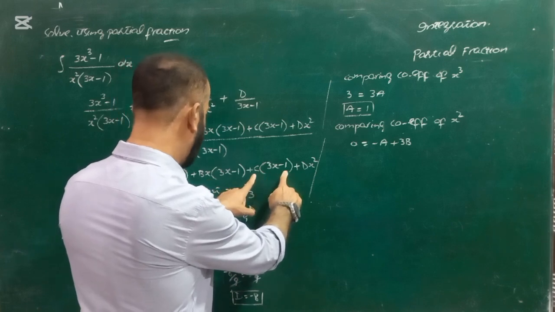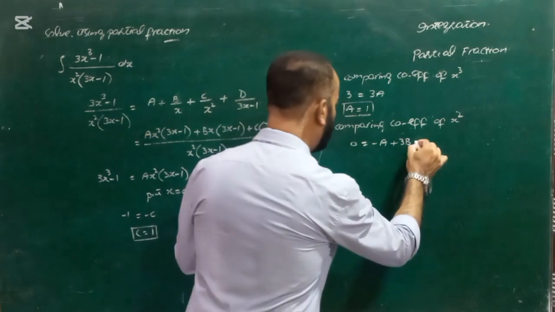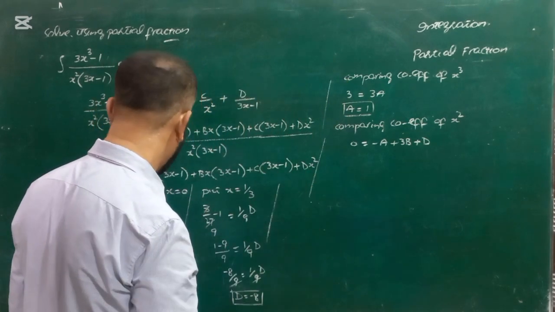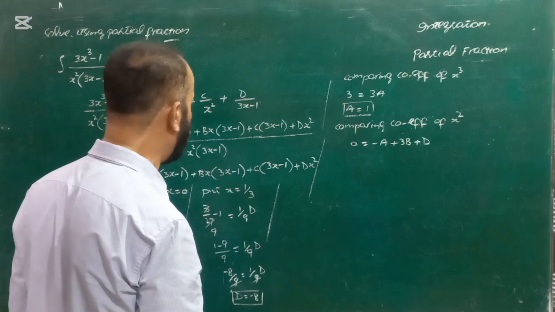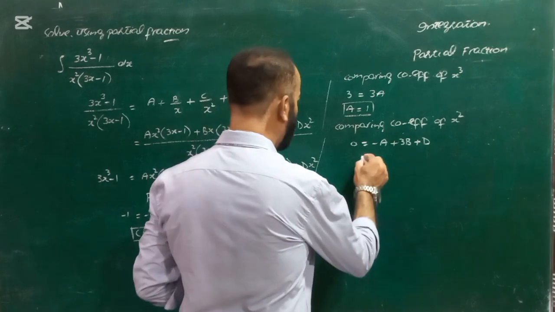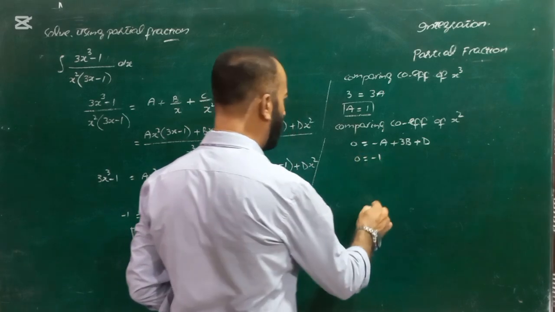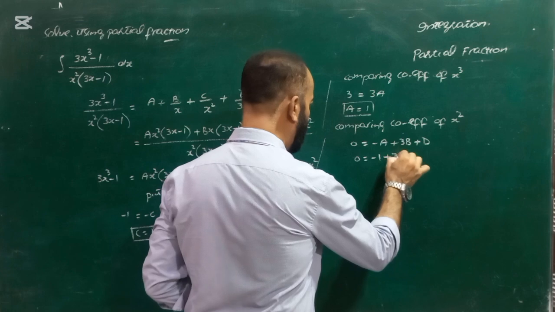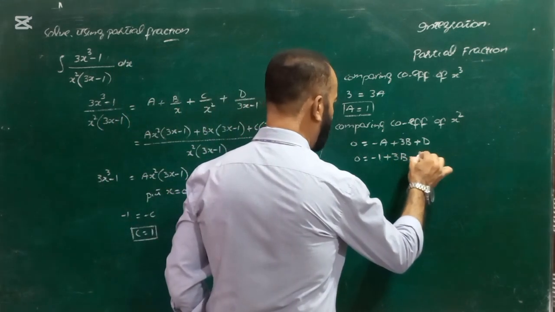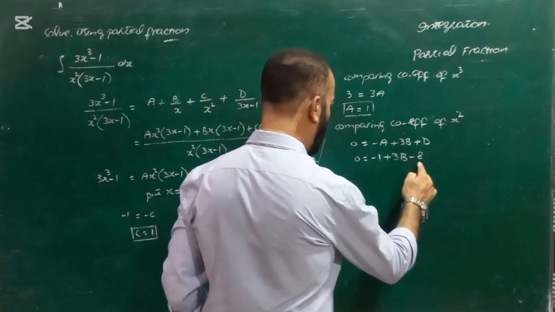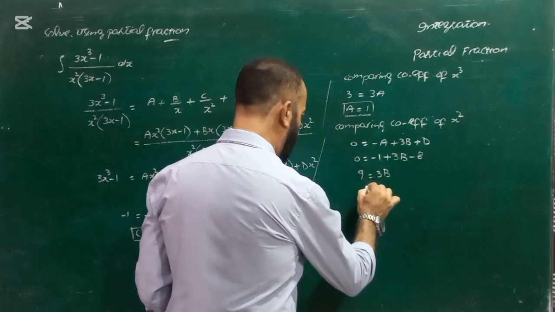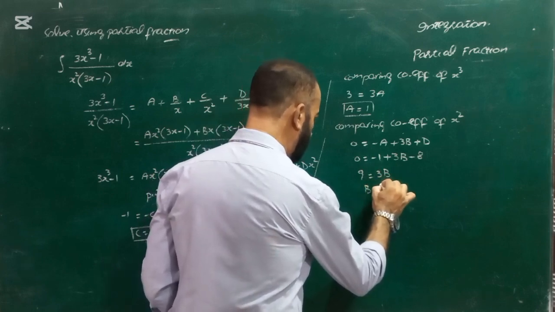Okay, here is not x square, and from here plus d. At this step, putting the values of the things which we have found out. So a is 1, so 0 is equal to minus 1, b is the missing value, and d is minus 8. So minus 1 minus 8 will be minus 9. Here it will come 9 is equal to 3b, and b is equal to 3.